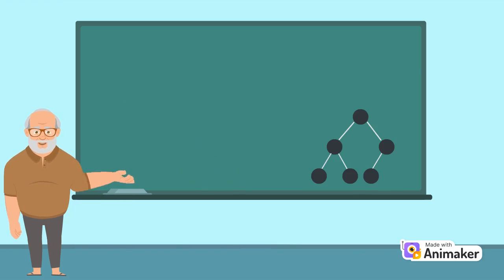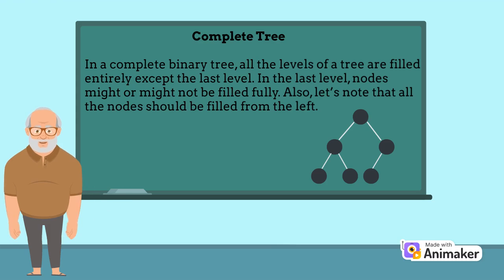So let's have a look into complete or almost complete tree. In a complete binary tree, all the levels of a tree are filled entirely except the last level. In the last level, nodes might or might not be filled fully. Also, let's note that all the nodes should be filled from the left.